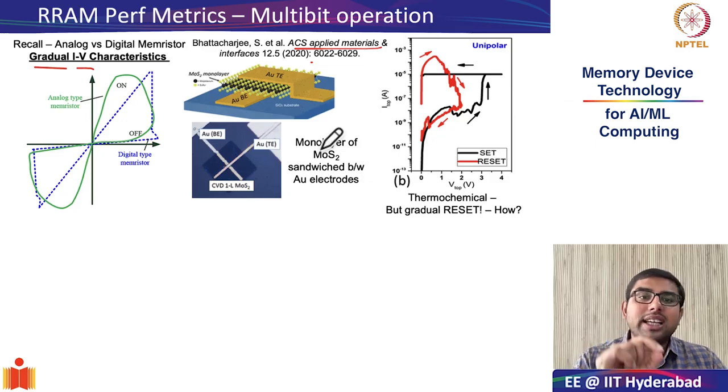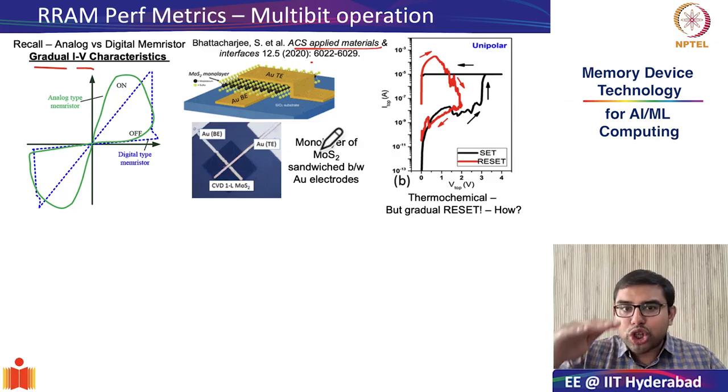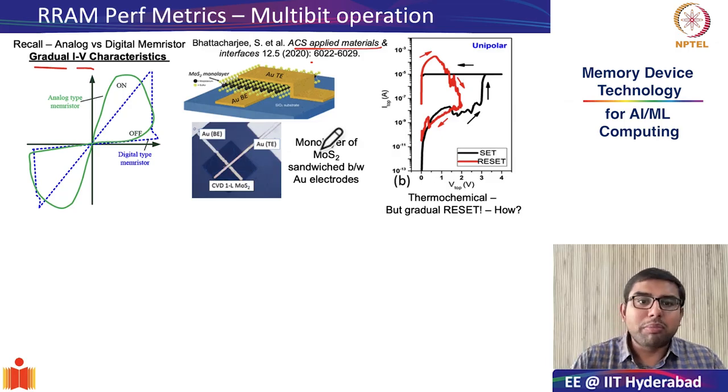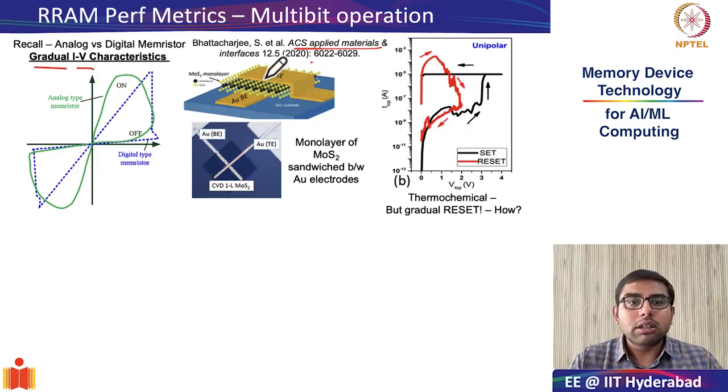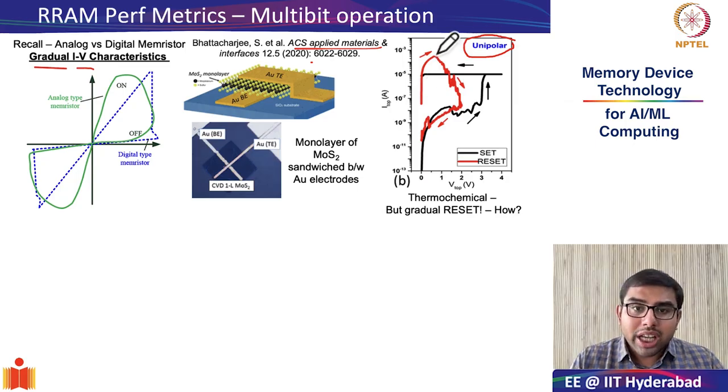So moly sulfide is a 2D semiconductor. Two-dimensional materials are materials which have almost no height. So this moly sulfide had a height of just 0.7 nanometers. And what we saw remarkably is that if you sandwich this moly sulfide between two gold electrodes, we see beautiful unipolar behavior which is gradual in its reset.